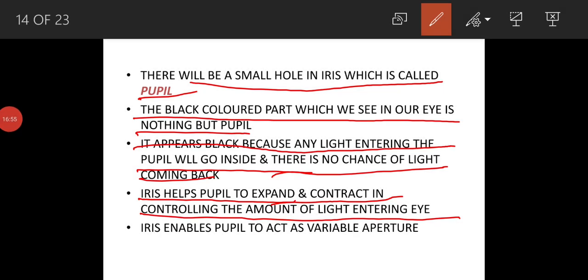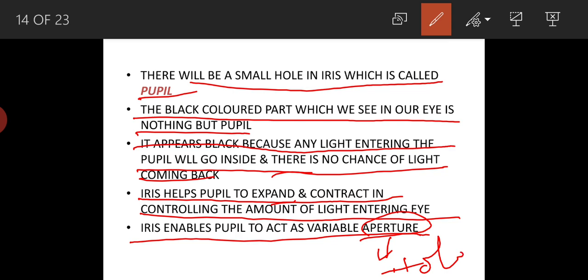When there is low light, this iris expands and enlarges the size of the pupil, and as a result the size of the pupil increases and it takes more light into the eye in order to see the objects clearly. In this way, the iris enables the pupil to increase and decrease its size, and it enables the pupil to act as a variable aperture. Aperture means hole. Variable aperture means variable hole.